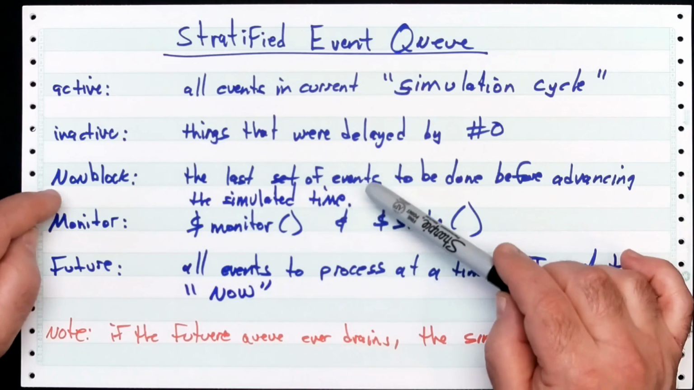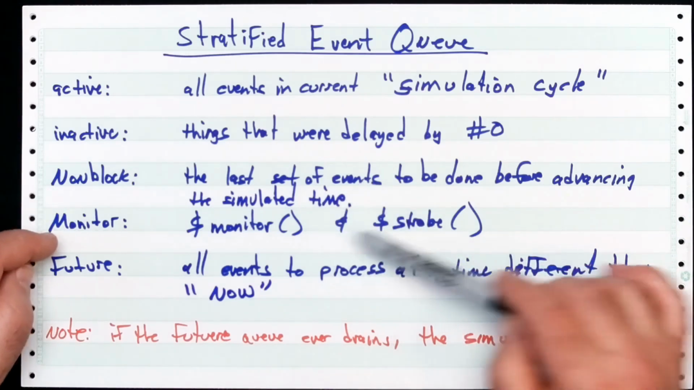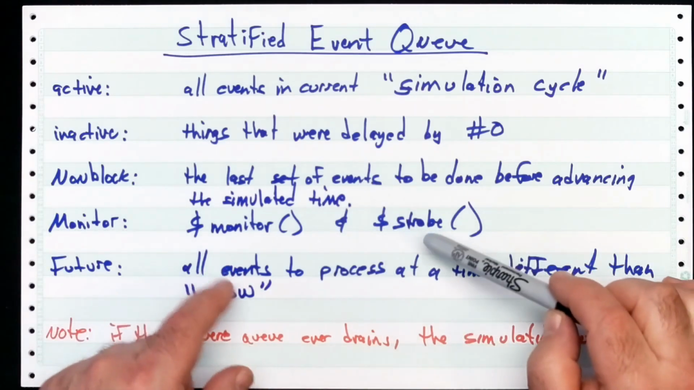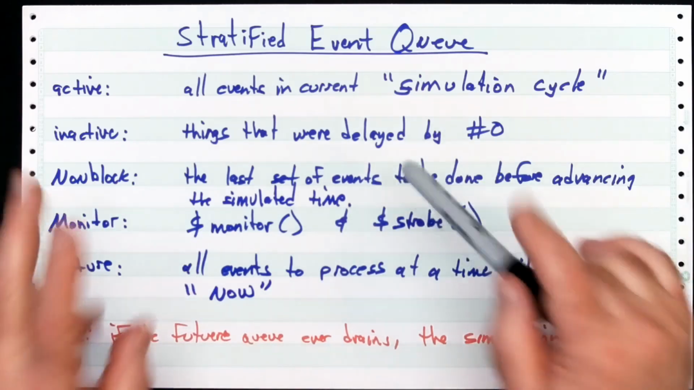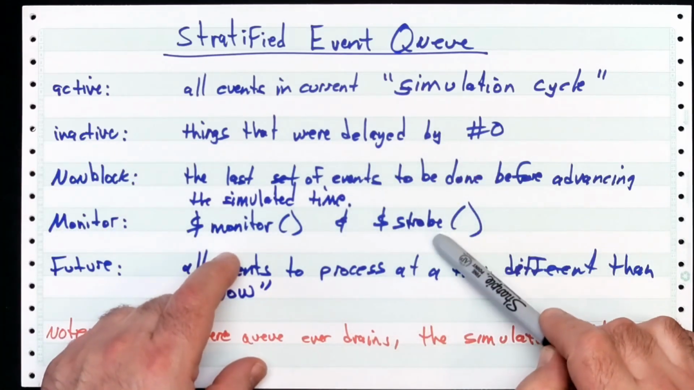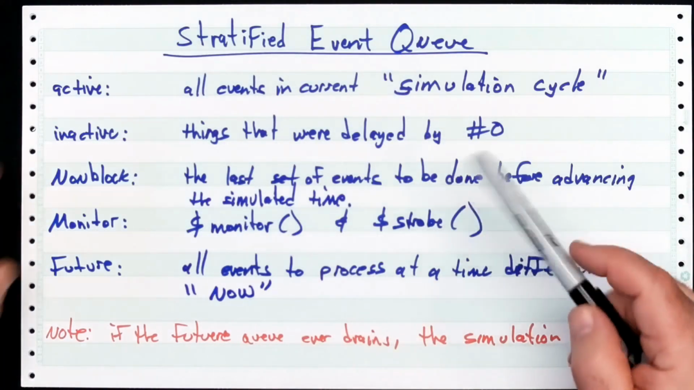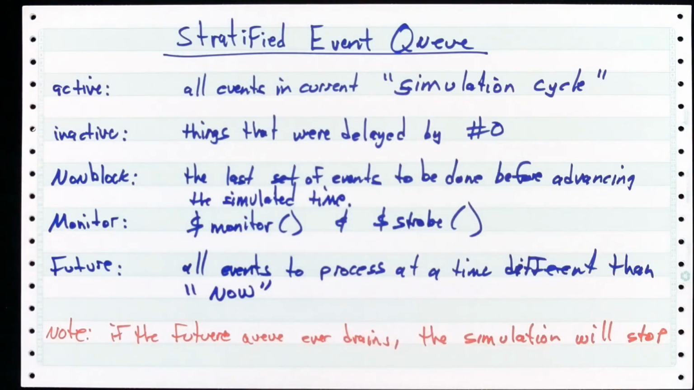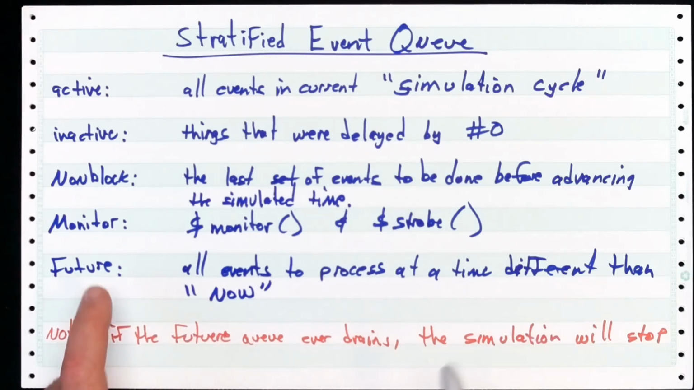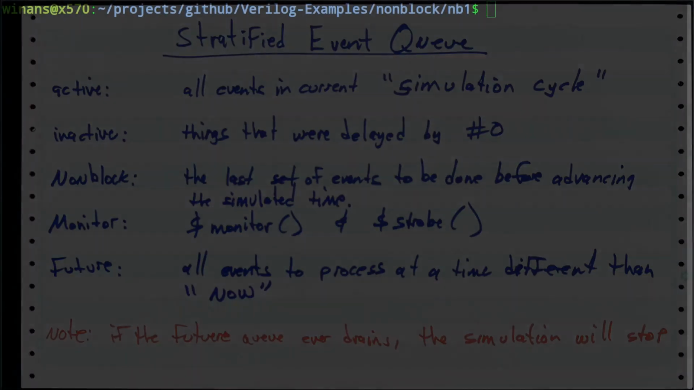Anyway, it is after the non-blocking stuff is done that we move on to the monitors and strobes. We already know that these are done after all the other work that could be done now has completed, right? And when that happens and there's nothing else in these lists, there's literally nothing else to do now, and we move on to the future. Okay? I had a note down here that says, by the way, notice that if the future queue ever drains, future list here, right? Then there's nothing to do, and that's one way to terminate a simulation.